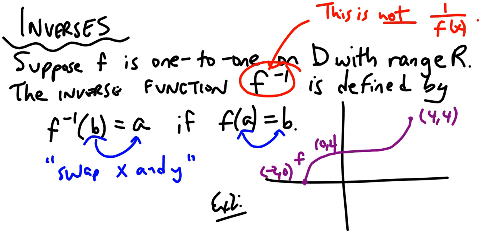To get a sense of what the inverse function looks like, we swap the x's and the y's. So if (-2, 0) is on the graph of f, (0, -2) is on the graph of f inverse. If (0, 2) is on the graph of f, then (2, 0) is on the graph of f inverse. And if (4, 4) is on the graph of f, then (4, 4) is on the graph of f inverse, and you get this sort of phenomenon like so. This is the f inverse graph.